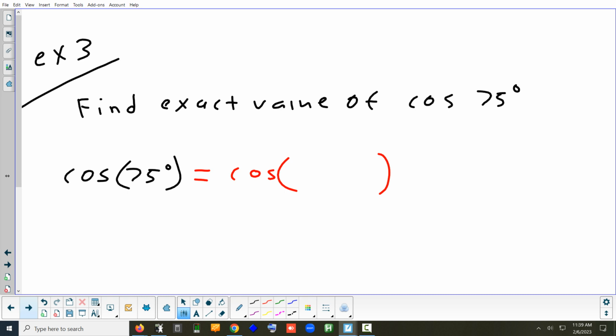How can you write 75 as a sum, but the two numbers have to be multiples of 30 and 45? Yes, it's 30 plus 45. Now, before we finish it, technically you don't need the sum formula to do this problem. You can do 75 as a difference. Can anybody think of two numbers that you can subtract to get 75?